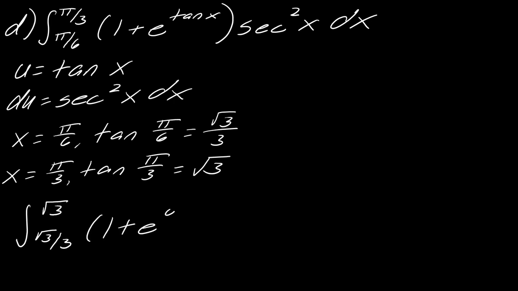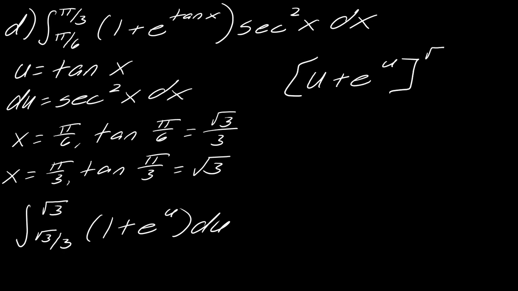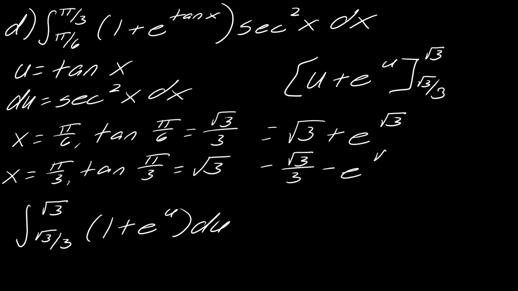This is 1 plus e to the u du. Now I can go ahead and evaluate that. So this will be u plus e to the u, and now I need to evaluate this from the square root of 3 and square root of 3/3. So I can plug everything in. This will become the square root of 3 plus e to the square root of 3 minus the square root of 3/3 minus e to the square root of 3/3. Either you've written all that, maybe you work through all your fractions, or if you're just looking for the decimal equivalent, it is 5.026. So that would finish out that one.